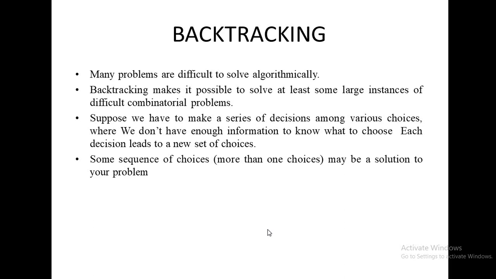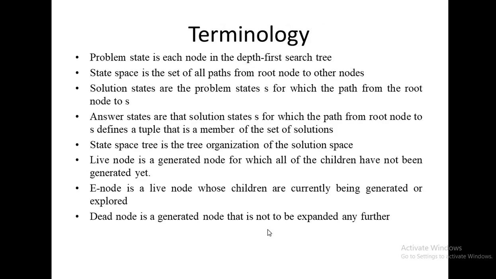Suppose we have to make a series of decisions among various choices where we do not have enough information to know what to choose. Each decision leads to a new set of choices. Some sequence of choices, more than one, may be a solution to your problem. Here the terminology: the problem statement is each node in the depth first search tree. We are going to solve the problem in the depth first search tree only.